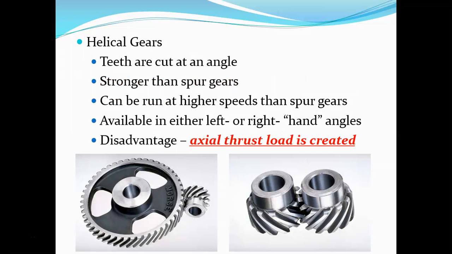Helical gears are similar to spur gears, but the teeth are at an angle. Since they're cut at an angle, the teeth are wider, and therefore they're stronger than spur gears, and they can run at higher speeds than spur gears. What's unique about helical gears is they have right hand and left hand angles.